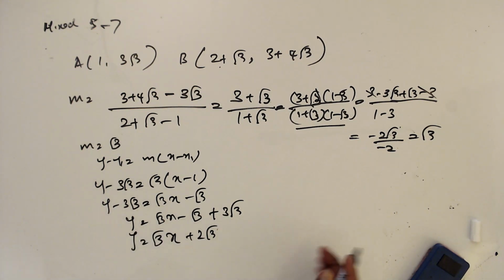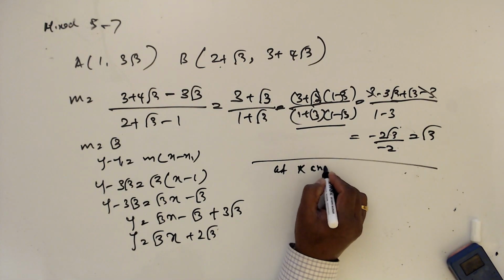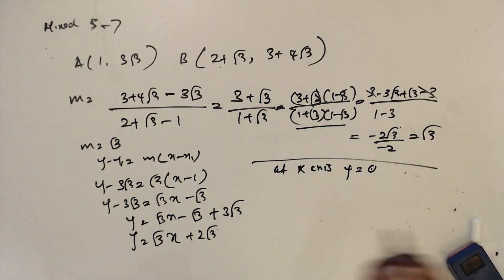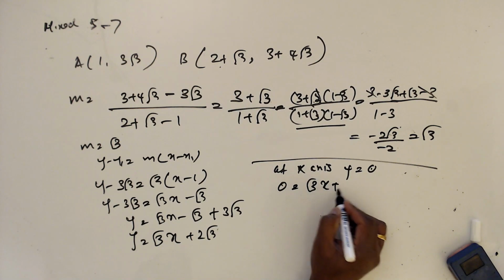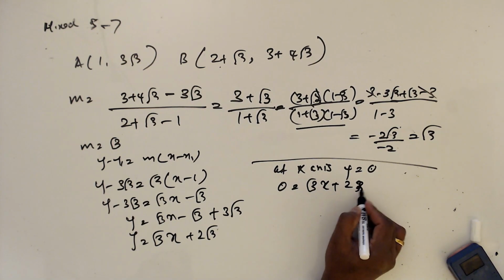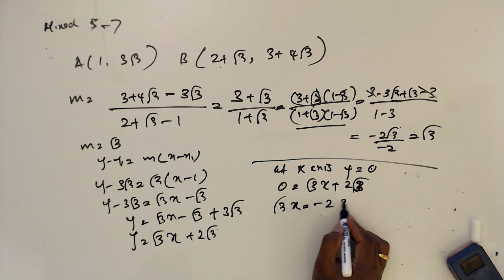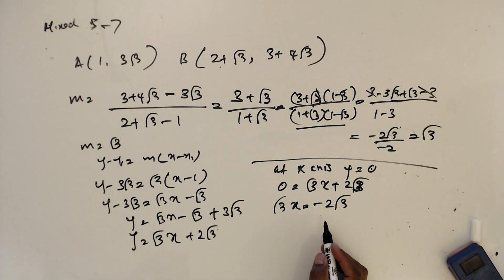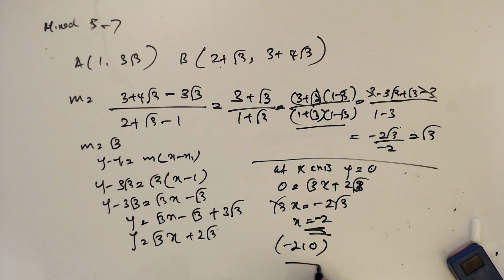So this line meets the x-axis. At the x-axis y equals 0. Then 0 equal square root 3x plus 2 square root 3. It means square root 3x equal minus 2 times square root 3. Square root 3 and square root 3 cancel out. X equal minus 2. So the coordinate is minus 2, 0.